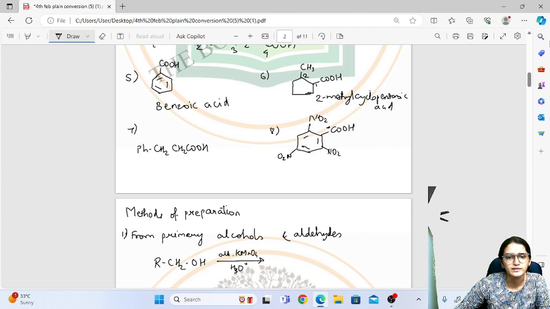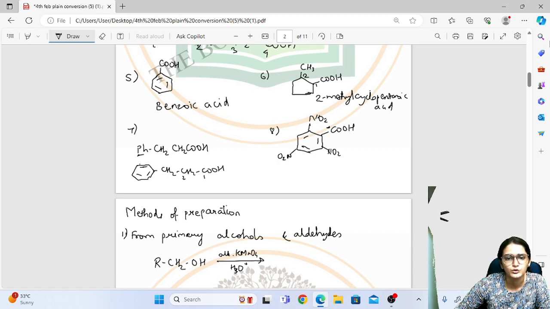Now the next one, Ph. Now what is Ph? Most of the students ask this question. Ph is a phenyl group. So if I write it in terms of structure, it will look like this. Okay, phenyl group attached to the CH2COOH. Now this chain is our parent chain. Okay, so this will act as a substituent, phenyl group.